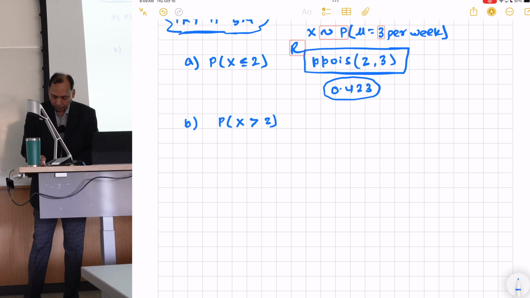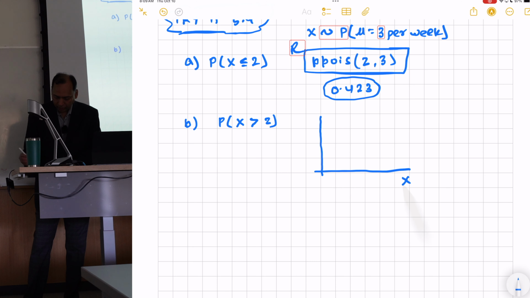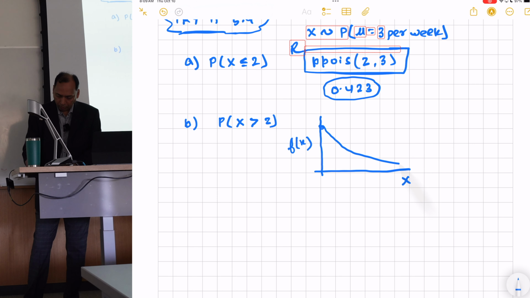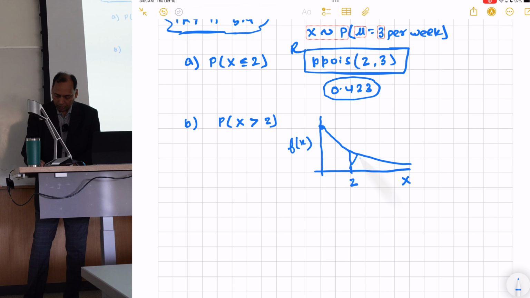Now for this, I can make a picture of exponential. So you have this random variable X, the number of weeks between two accidents. So that is X, f(x), and then you have probabilities going down. And let's say somewhere here you have 2. So the idea is figuring out what this probability is.